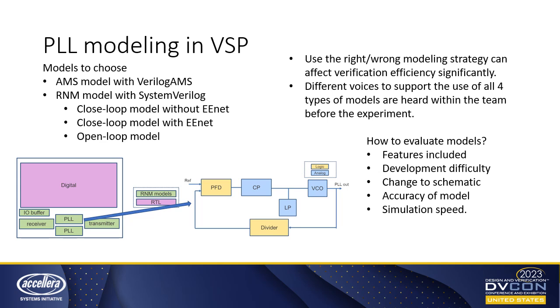The real number models were developed to bridge the gap between performance and coverage, and the automated comparison tools that Jun will talk about later were used to compare the speed and accuracy of the models.